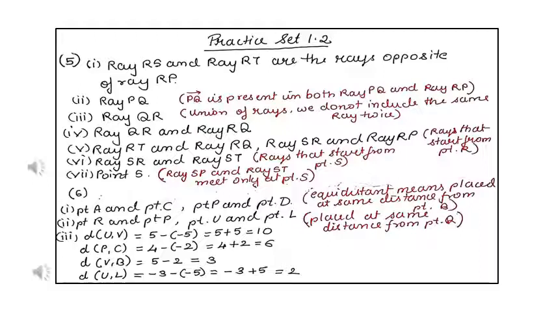Now we solve the next question, question 6. Before that, just make one change in question 5. Fifth one, they have asked us to write the pair of rays which have common endpoint R. The first pair is ray RT and ray RQ, and the second one is ray RS and ray RP. Just make that correction, it is ray RS, not SR. Yes, we move to question 6.